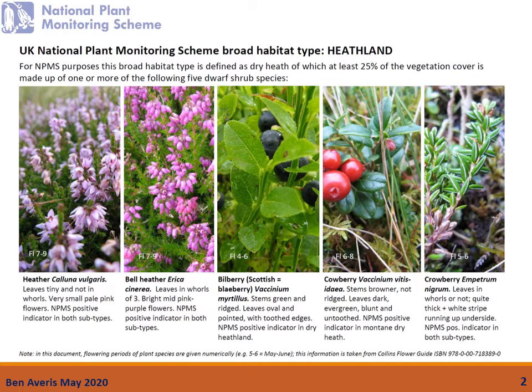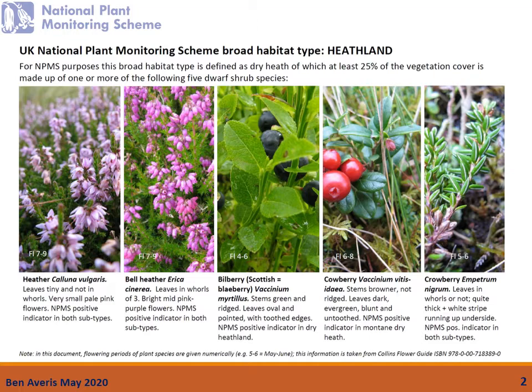Well, here we can see some heather. And actually, first I should say that for the purposes of the NPMS, the National Plant Monitoring Scheme, this broad habitat type called Heathland actually refers specifically to the dry heaths, not the wet heaths. They go in with bogs in a different kind of broad habitat called wet heath and bog, or bog and wet heath, whichever way around you want to say it.